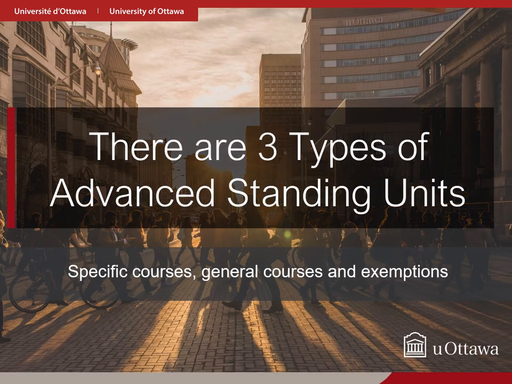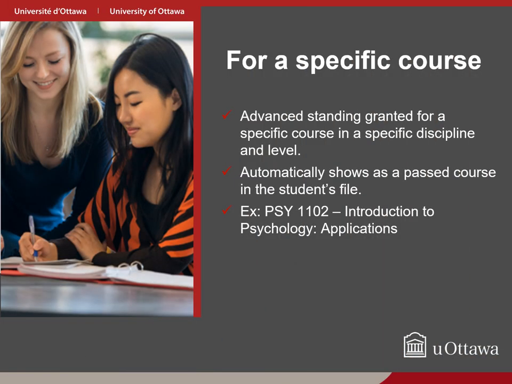So there are 3 types of advanced standing units. There's for specific courses, for general courses, and finally, exemptions. For specific courses, you'll receive advanced standing for a specific course in a specific discipline and level. So it automatically shows as a past course in your student file. For example, Psychology 1102.